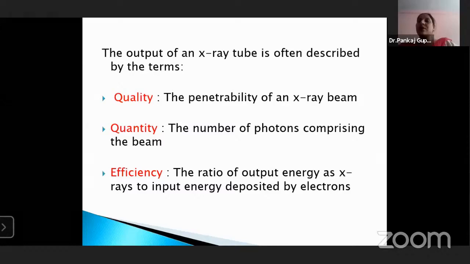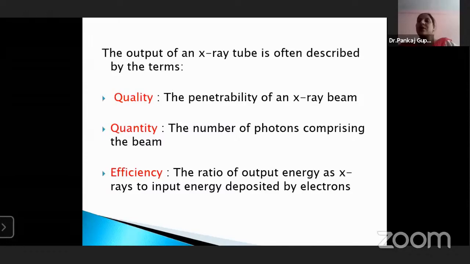Now next is the quantity. Quantity is the number of photons comprising the beam. The more the number of photons, the more the power of the X-rays. Another thing is that the photons are of different energies. High energy photons are mainly responsible for the production of an X-ray image.